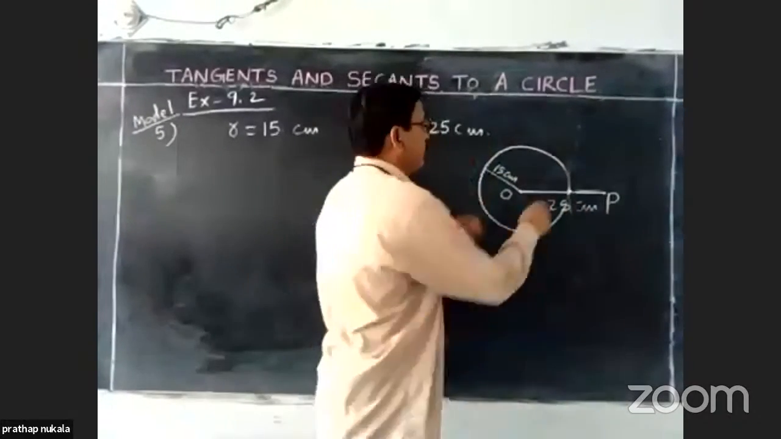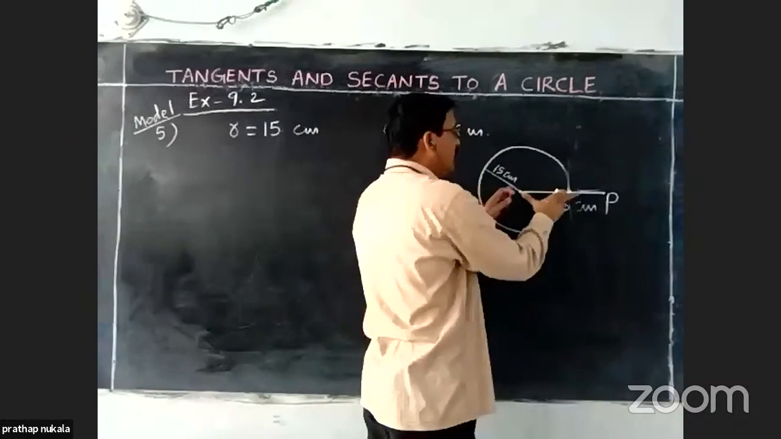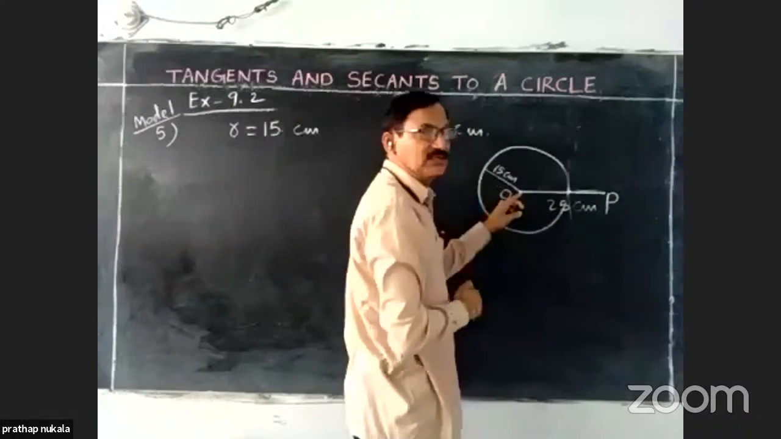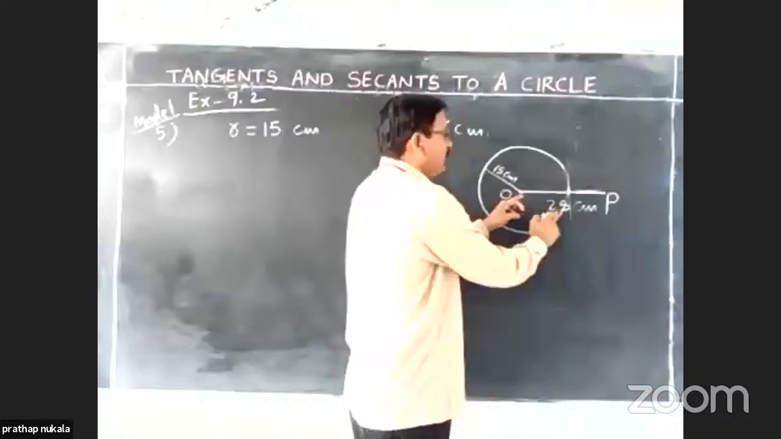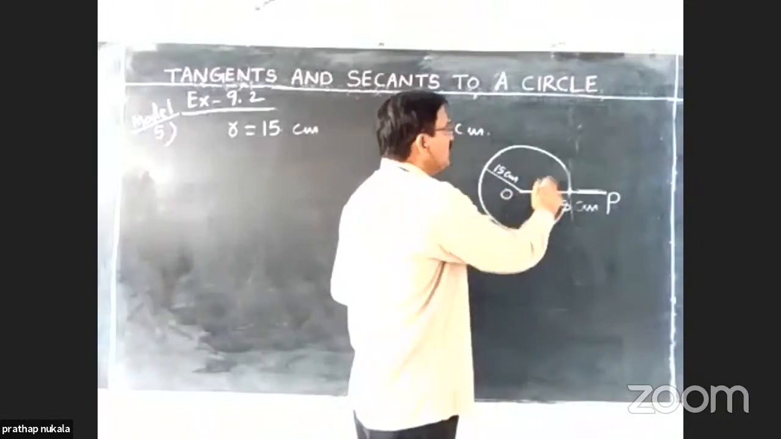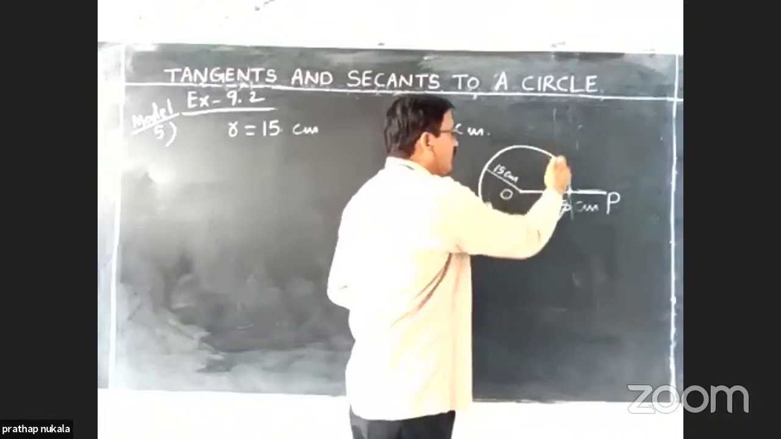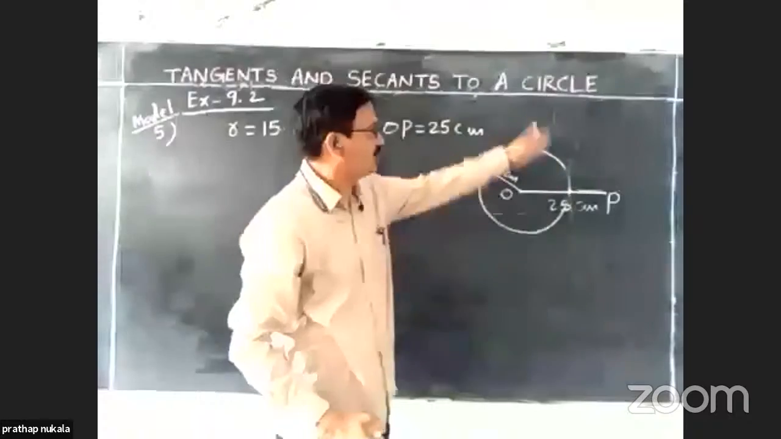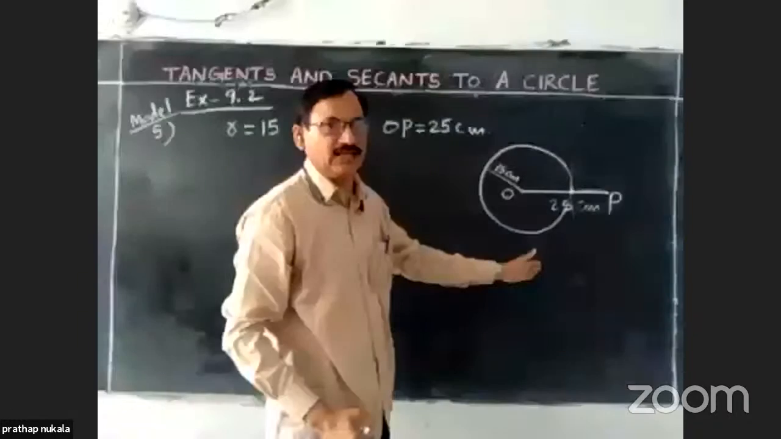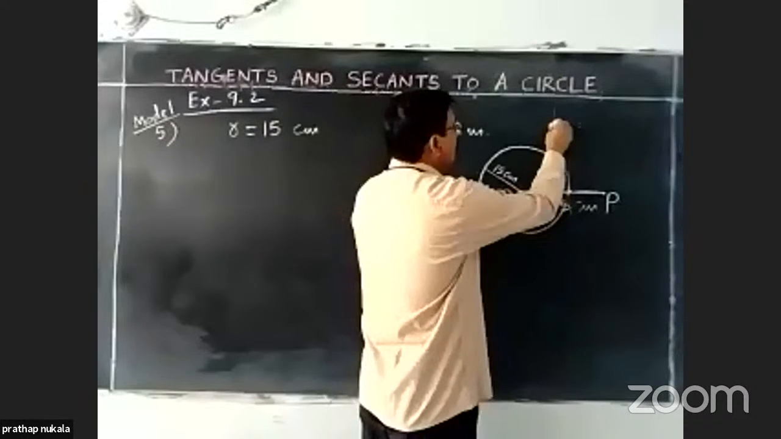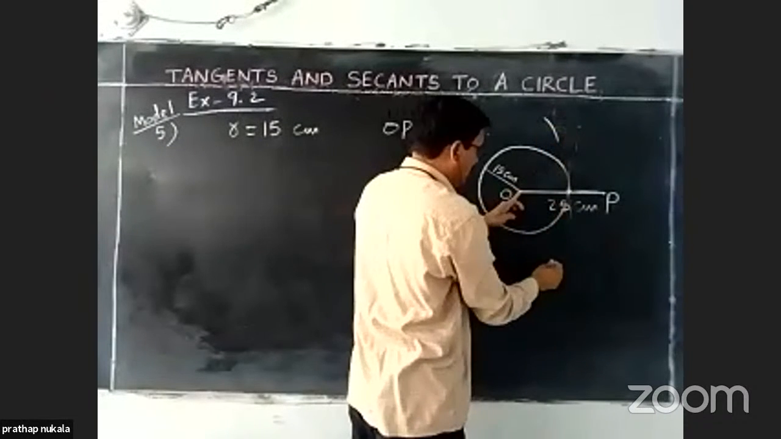More than half radius, total 25 centimeters. What is the midpoint? Just to guess, the midpoint means 25 by 2, which is 12.5. 12.5 means the perpendicular bisector will be inside the circle. It intersects the circle. Okay? Right.